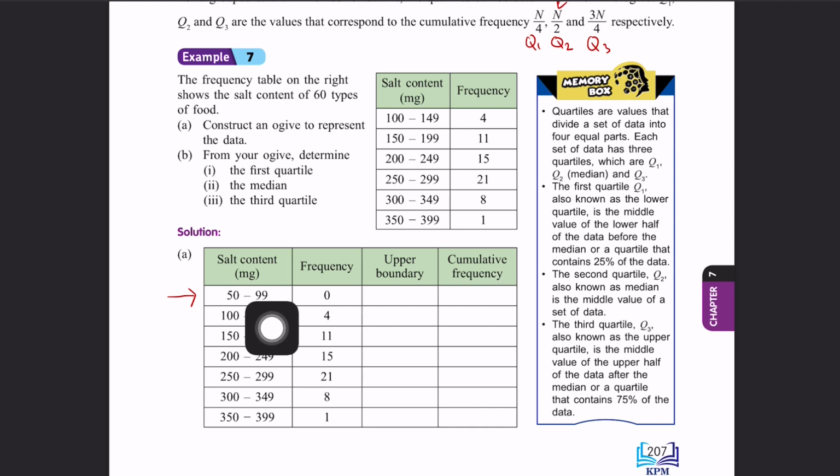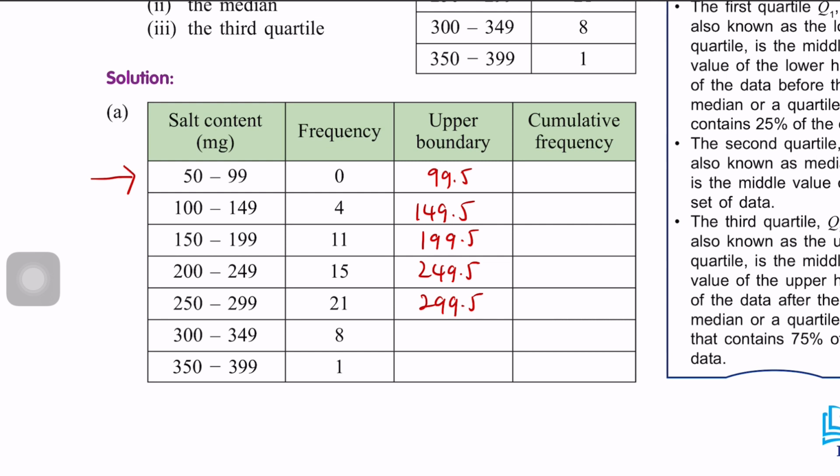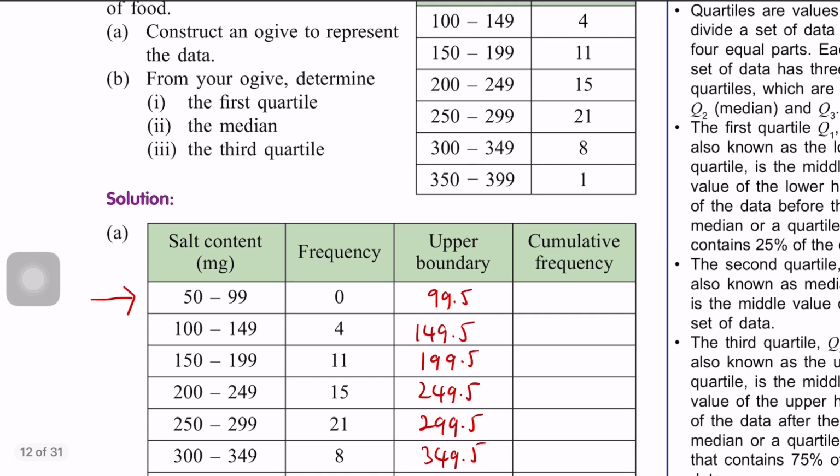So, kita upper boundaries. 99 plus 100 divided by 2 kan. So, kita akan dapat 99.5. Yang ni upper boundaries. Macam mana nak kira upper boundaries dia? 149 plus 150 divided by 2. So, kita dapat 149.5. Nampak pattern? So, teruskan. 199.5, 249.5, 299.5, 349.5, 399.5.